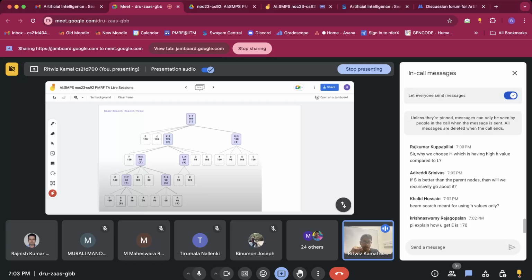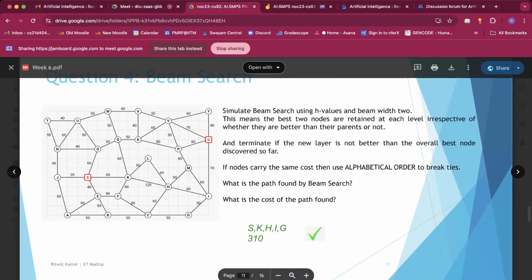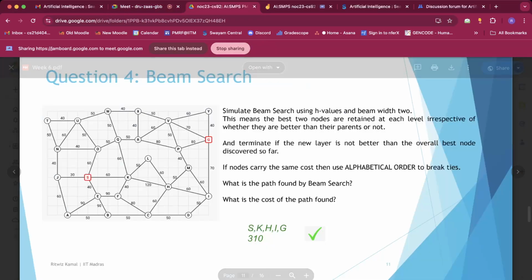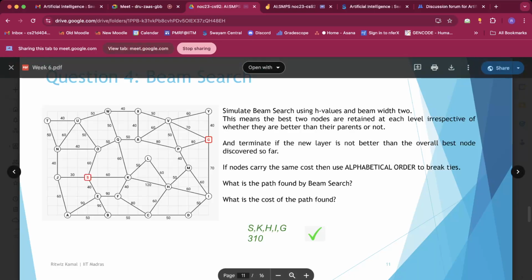Okay, and how did we get E as 170? That is using the heuristic value, the Manhattan distance. If you have seen the lecture videos or the live sessions previously, we basically have to find the Manhattan distance of E, which is essentially the number of these small boxes that we have to traverse to reach from E to G, and that comes out as 17 boxes. Each box is 10 cross 10 units in size, so we multiply 17 by 10, that gives us 170.